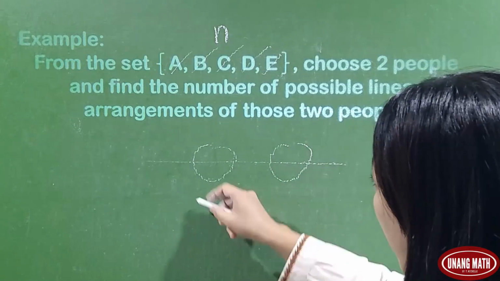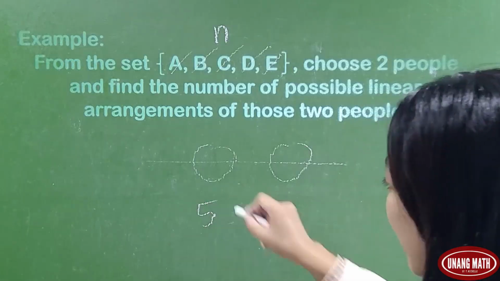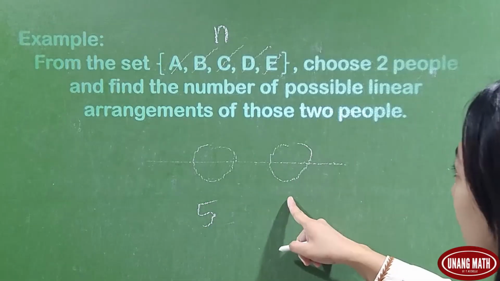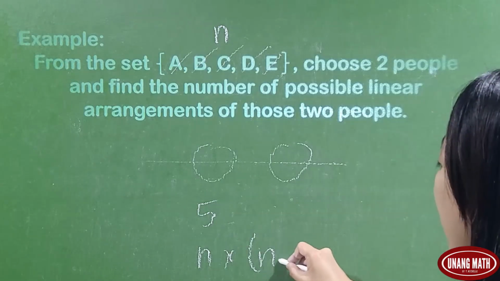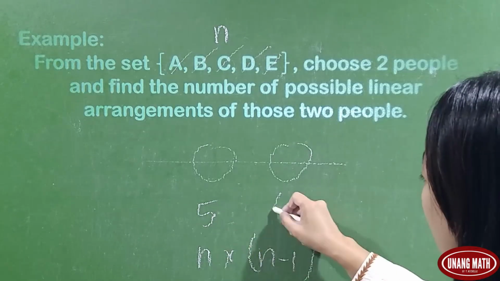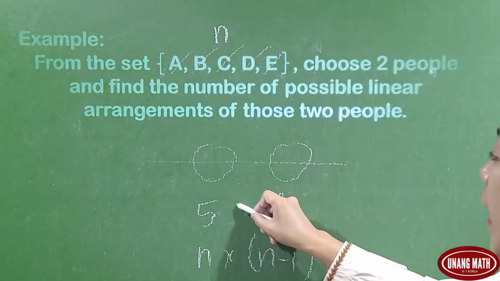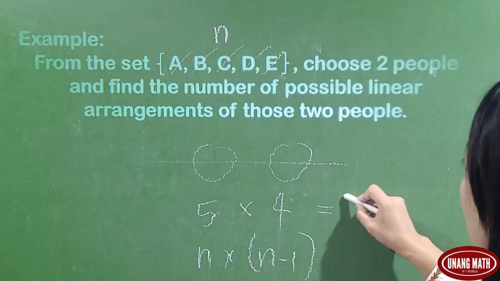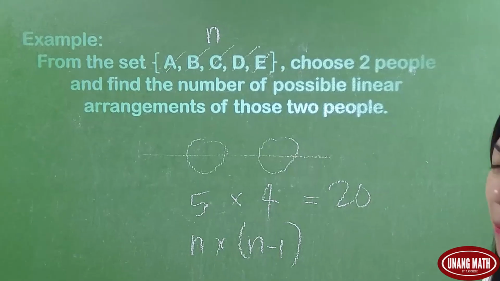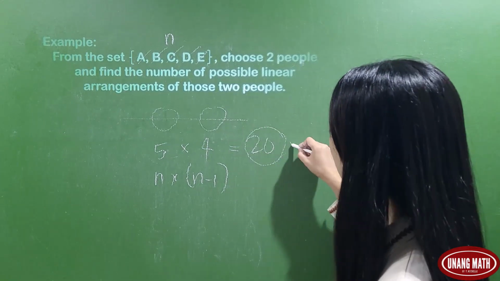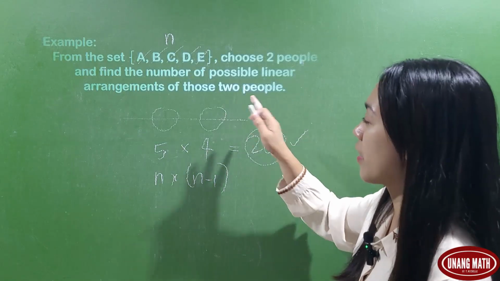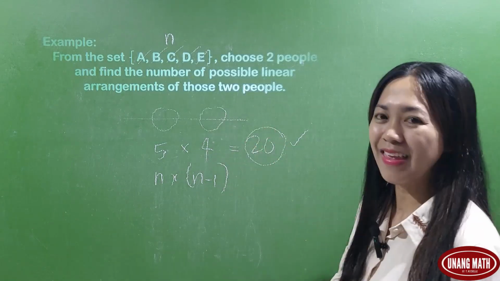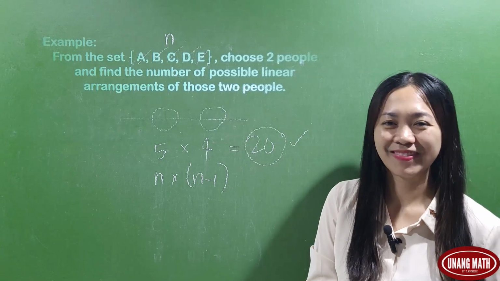So n is 5. What about here? We know that this is n minus 1, so 5 minus 1 is 4. Multiply these to find the number of possible linear arrangements. We found out that we have 20 possible linear arrangements of these two people.